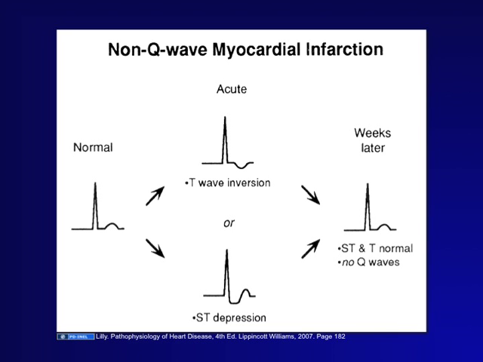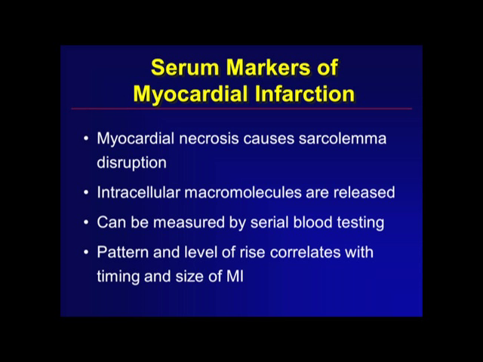Acute, you can see T wave inversion. So here's a normal. They're ischemic. They might be depressed or inverted, and then when it goes away, it might be normalized. Or if they've had an infarction, it may normalize. Typically, they don't have Q waves. Non-ST elevation MI often do not end up with Q waves. All right, what about the biomarkers?